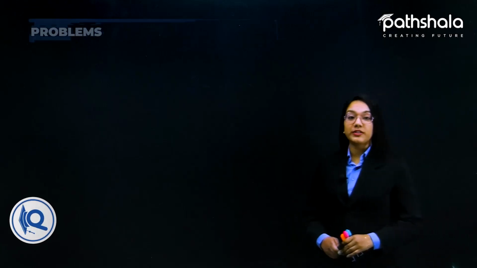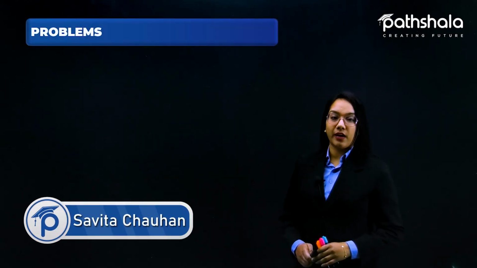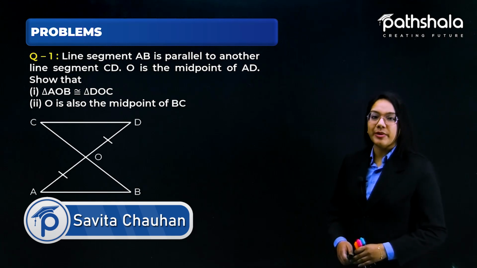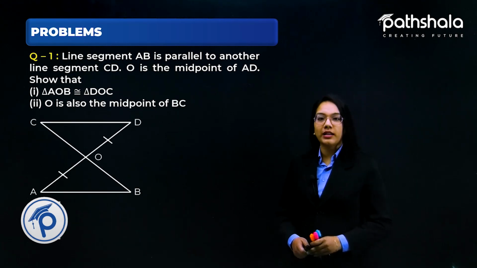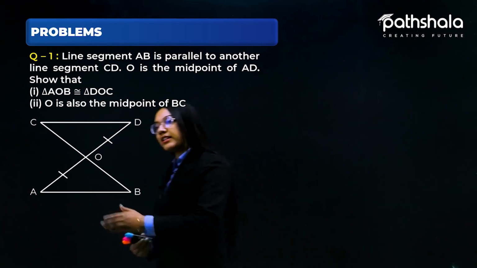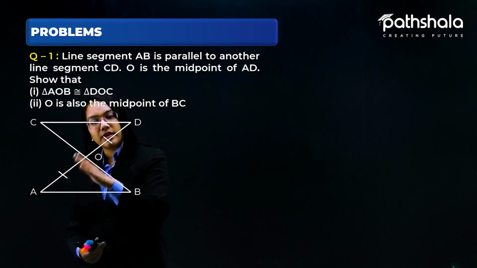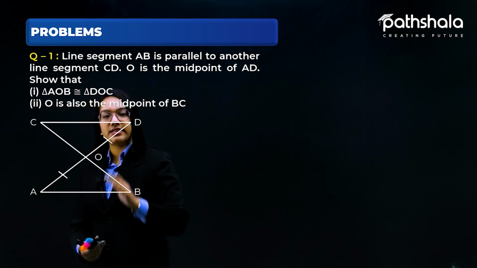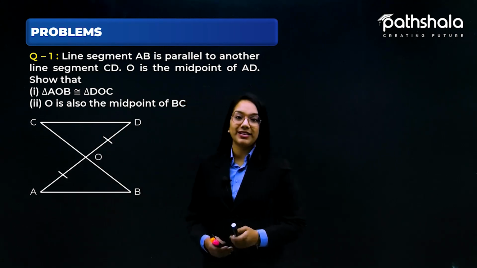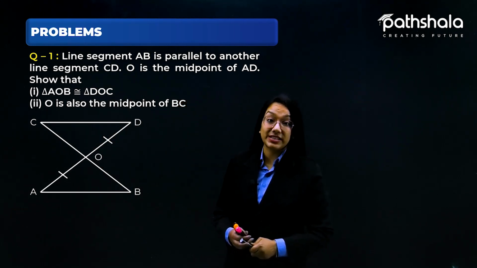Now let's start with some of the problems related to the congruence of triangles. The very first question says that the line segment AB is parallel to the line segment CD. O is the midpoint of AD. So if O is the midpoint of AD, then AO is definitely equal to DO. Further, it says to show that the triangle AOB is congruent to DOC.